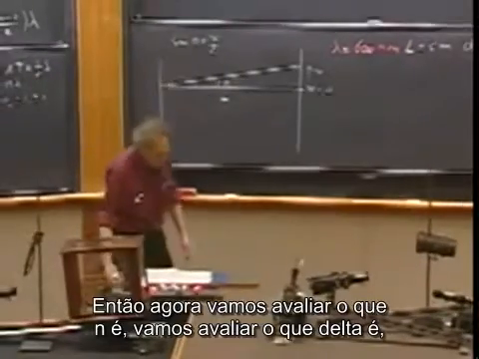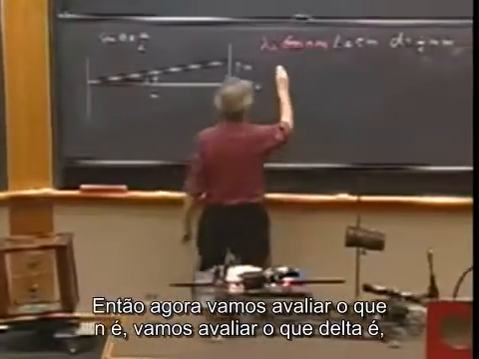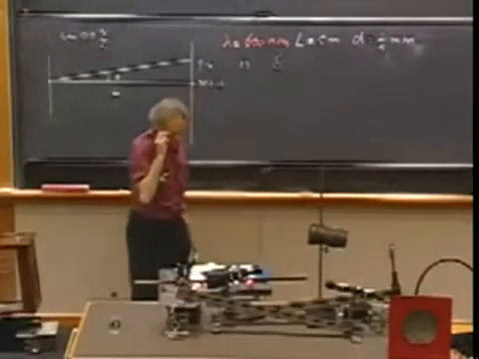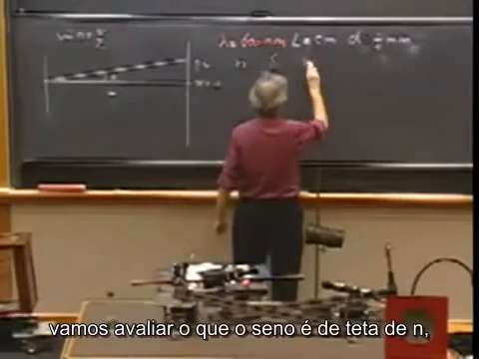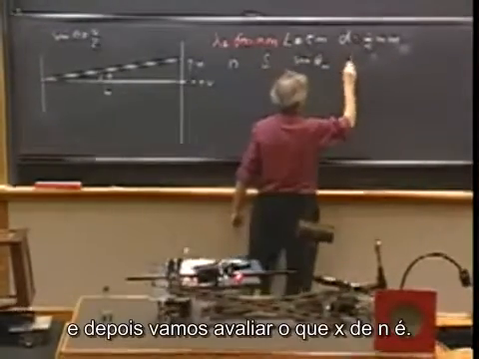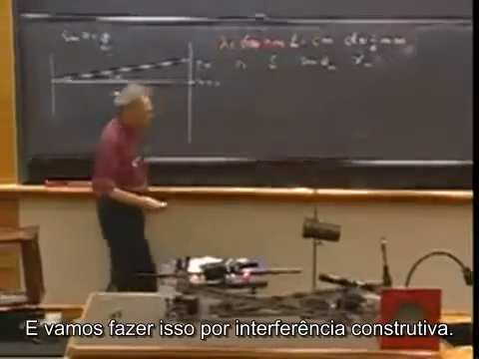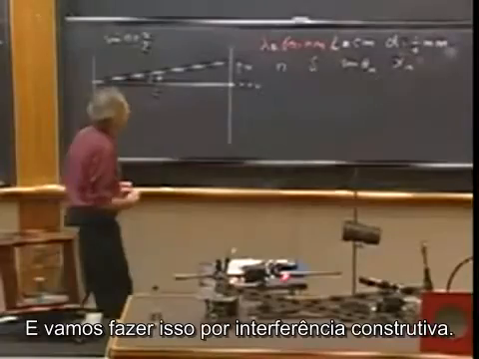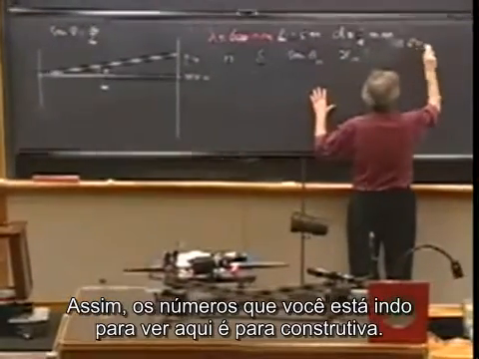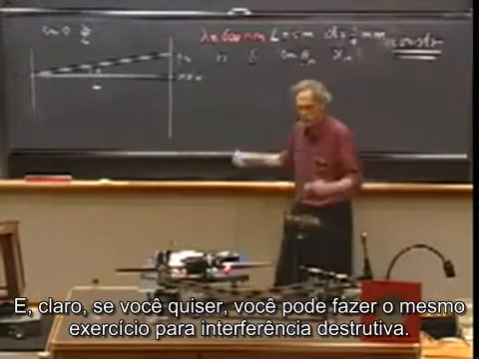So now let's evaluate what n is. Let's evaluate what delta is. Let's evaluate what the sine is of theta of n. And then we will evaluate what x of n is. And we will do that for constructive interference. So the numbers that you're going to see here is for constructive. And of course, if you want to, you can do the same exercise for destructive interference.